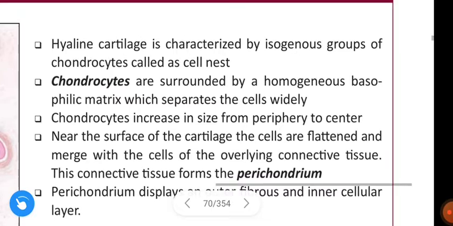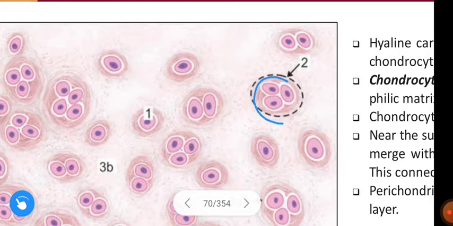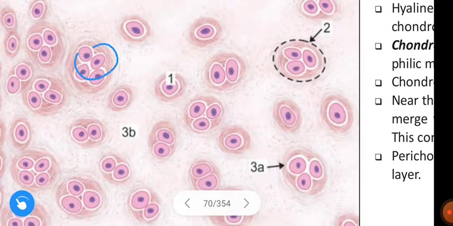Hyaline cartilage is characterized by isogenous groups of chondrocytes called cell nests. You have to remember this. See here, this is the cell nest. The hyaline cartilage is characterized by isogenous groups of chondrocytes. We call that a cell nest. See here, guys, these are all the cell nests.